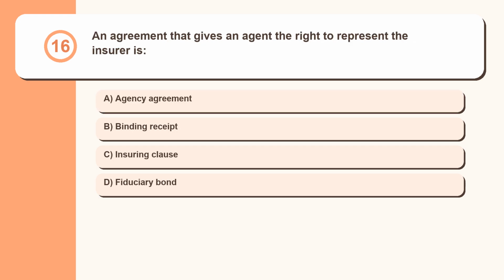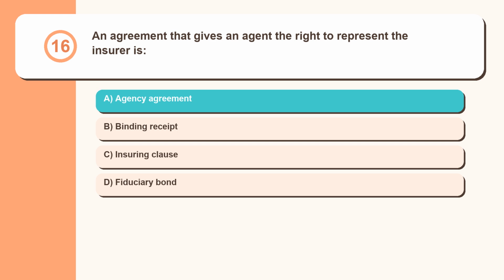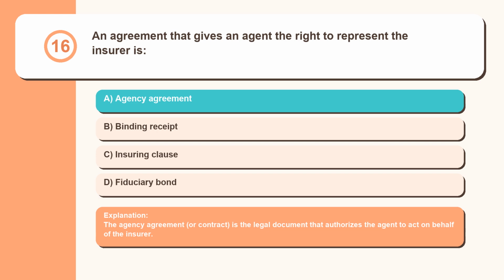Question 16. An agreement that gives an agent the right to represent the insurer is agency agreement, binding receipt, insuring clause, fiduciary bond. The agency agreement, or contract, is the legal document that authorizes the agent to act on behalf of the insurer.